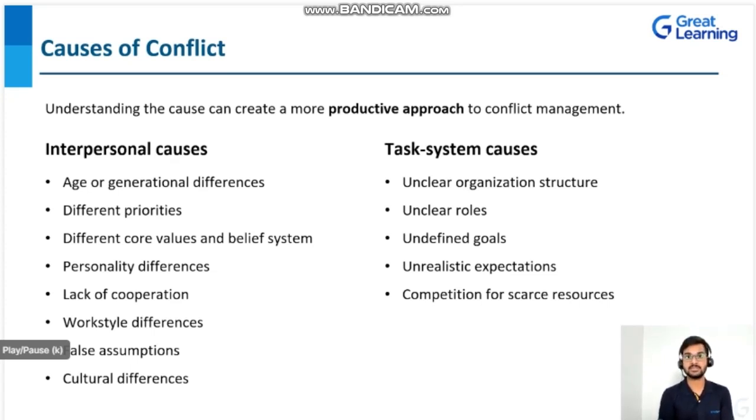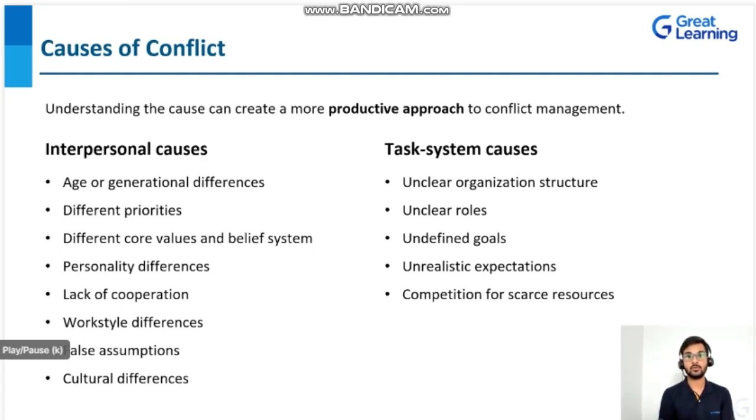Then false assumptions. Sometimes we assume certain things and we think that that is correct. That can also be one of the causes for conflict. It can also be cultural differences. If we work with international clients, you must have seen that. Task system causes. The first one is unclear organization structure. That is one of the most common causes of conflict in organizations. Because if the structure is unclear, you'll never be able to figure out whom to report to if there's any issue, whom to go to, and this will create a lot of problems at the workplace.